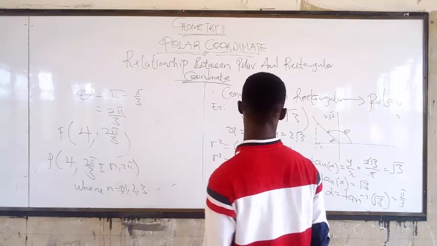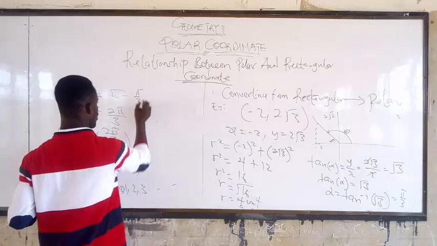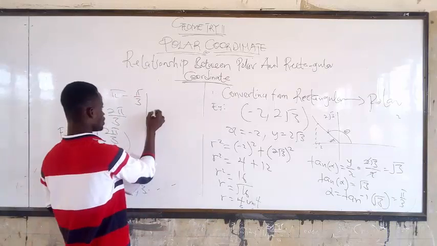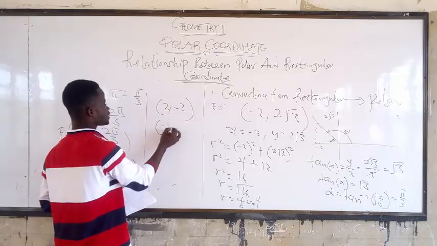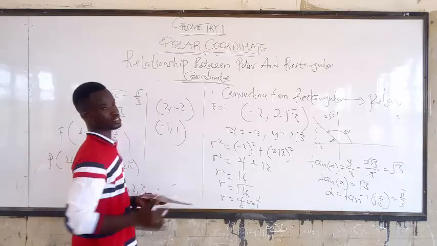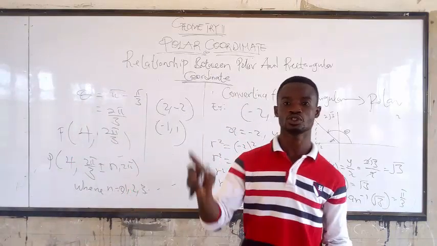I know you are a good student and you will do that. You have to try for negative 2, negative 1, 1. So you try this and I hope you will do it. Bye bye.